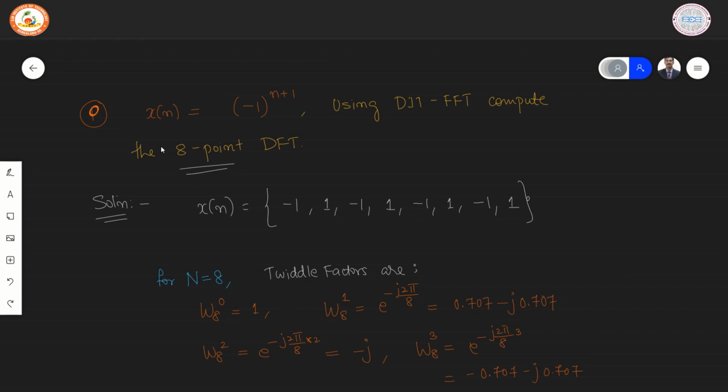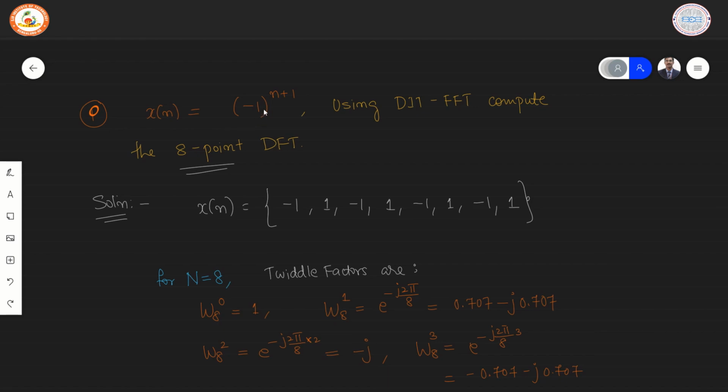The next example here, we are taking the input sequence x of n is equal to minus 1 to the power of n plus 1, and they insist that you have to use the DIT FFT method to compute the 8-point DFT of the given input sequence. So the hint in the problem is that the length is 8. We have to do the calculation for n between 0 to 7.